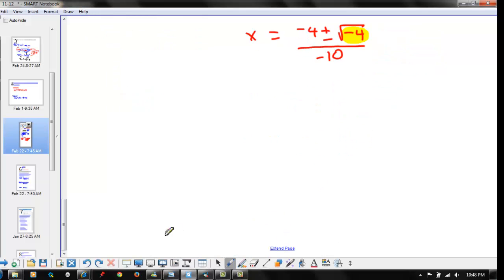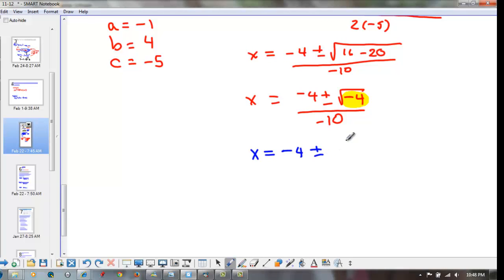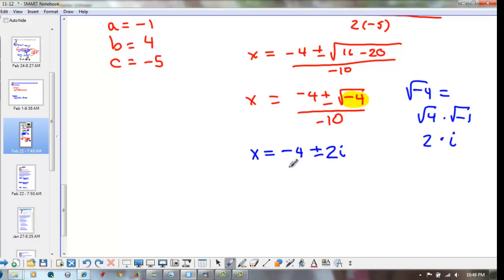From our last video, you know that if we have a negative number underneath a radical, that is imaginary solutions. So we're going to list our answer here as x equaling negative 4 plus or minus, remember that the square root of negative 4 could be thought of as the square root of 4 times the square root of negative 1. So that's going to be 2 times i. So in this case it's negative 4 plus or minus 2i over negative 10.